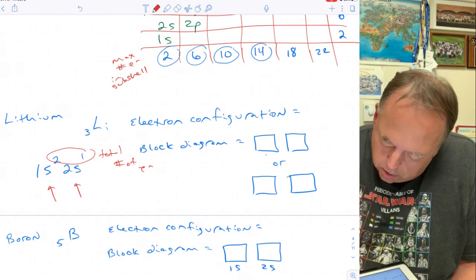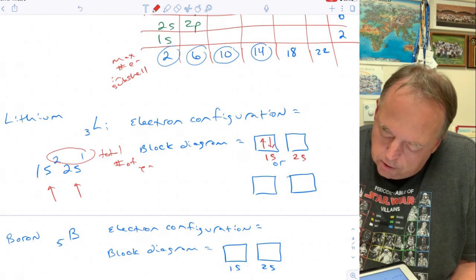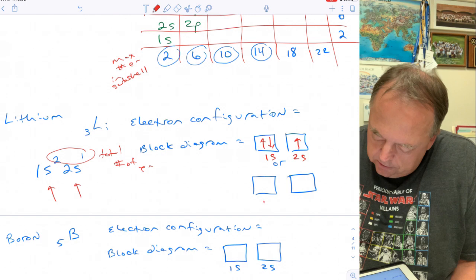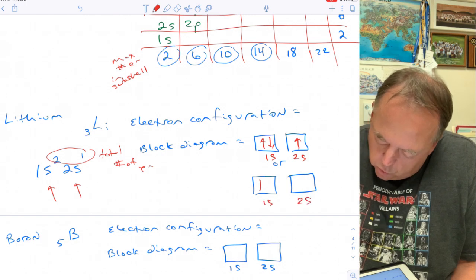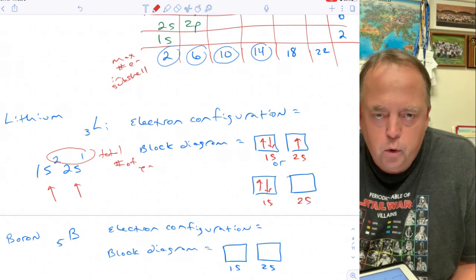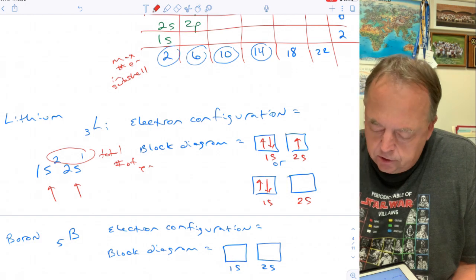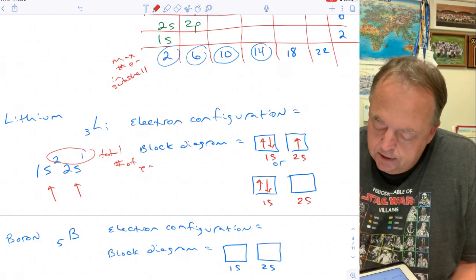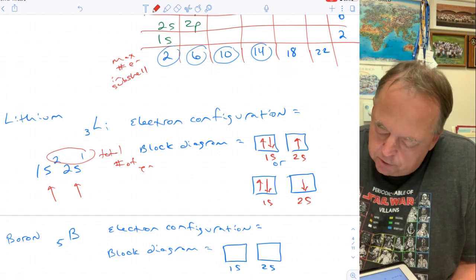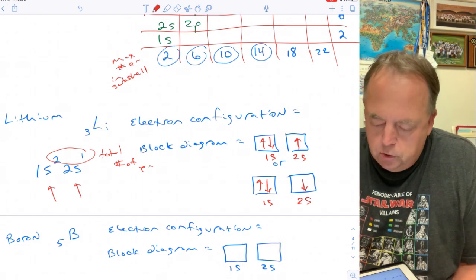And then this at the bottom tells you what shell and what kind of orbital those electrons are in. Or if we were doing a block diagram, 1s, 2s, then you can put 2 in the 1s and you can put 1 in the 2s. So the 2 electrons in the 1s have to be opposite spin, so they don't have the same 4 quantum numbers. Then the 2s could either be spin up or spin down, doesn't matter. They're both equal in energy.